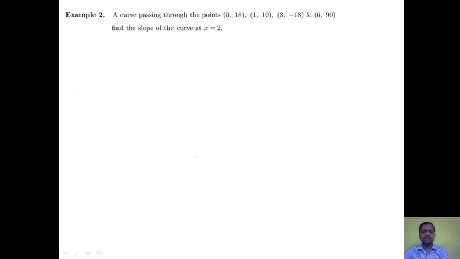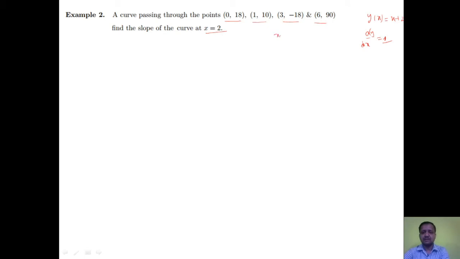So next problem, example 2. Here a curve passing through the points given. Find the slope of the curve at x equal to 2. Means first we need to find the curve. After finding the curve, we need slope. Slope means suppose your y of x is a polynomial in x plus 2. What is slope? dy by dx. dy by dx represents slope of the curve, that is 1. So like that, we need to first find the curve passing through these points. Then we go for derivative.